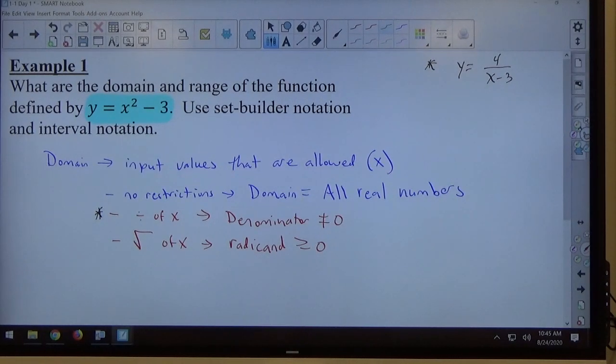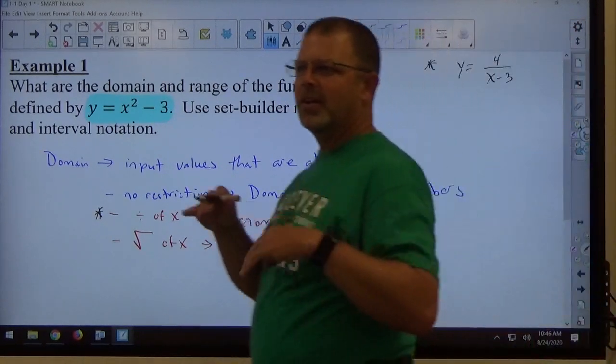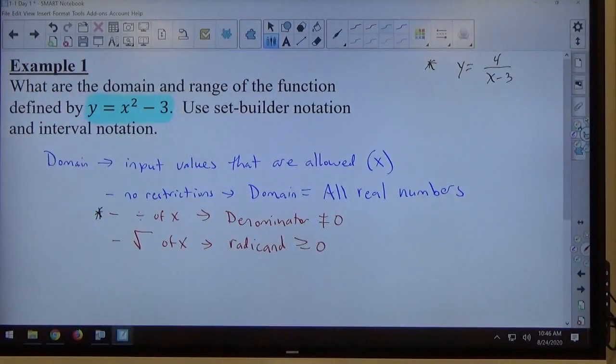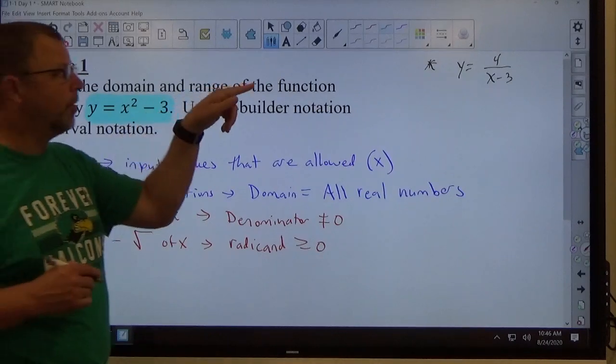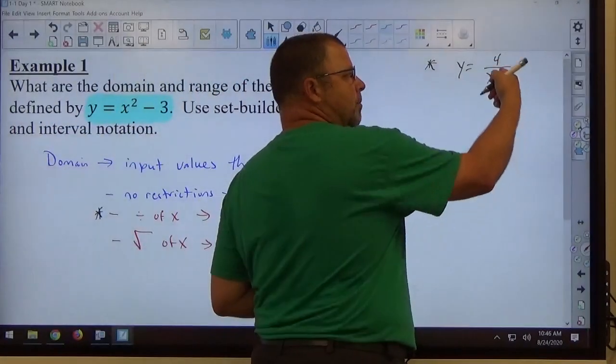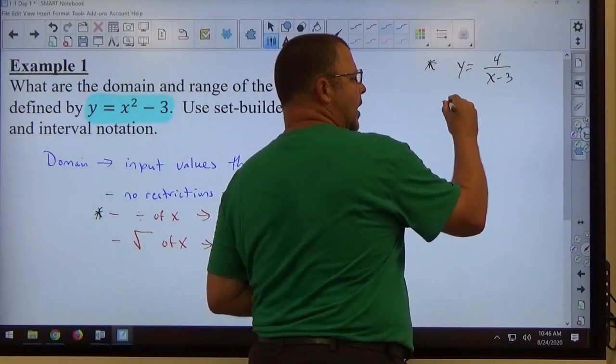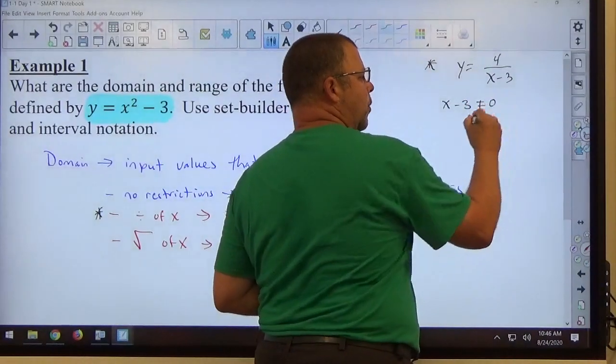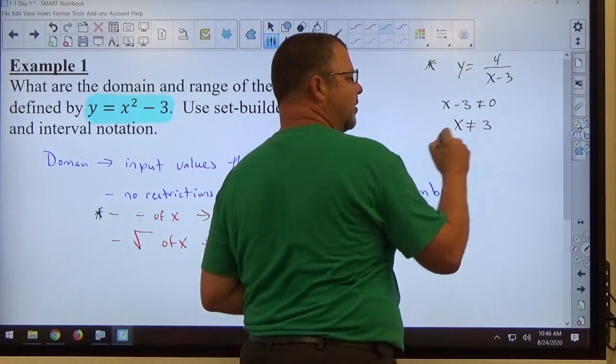What value of x in 4 over x minus 3 makes the bottom equal to 0? x minus 3 equals 0? 3, right? Sometimes questions are easy, so I think it's 3, but I don't want to say it and look dumb. But yeah, x minus 3, so 3 minus 3 is 0. So in this case, there's division by x minus 3, which is not allowed to equal 0, which means x is not allowed to equal 3. That's the domain of that one.